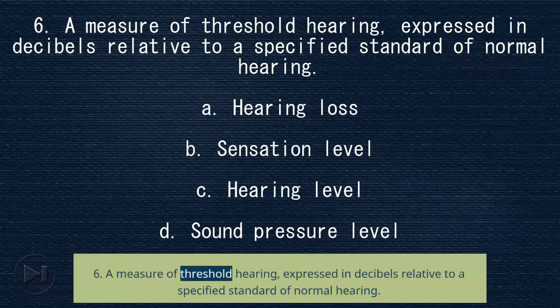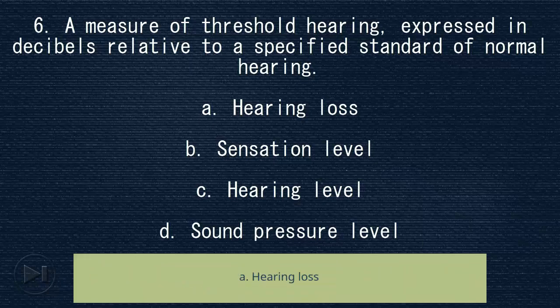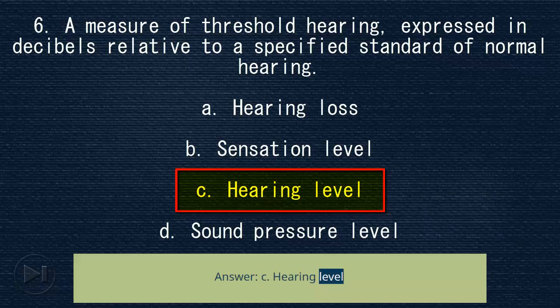6. A measure of threshold hearing, expressed in decibels relative to a specified standard of normal hearing. A. Hearing loss. B. Sensation level. C. Hearing level. D. Sound pressure level. Answer: C. Hearing level.